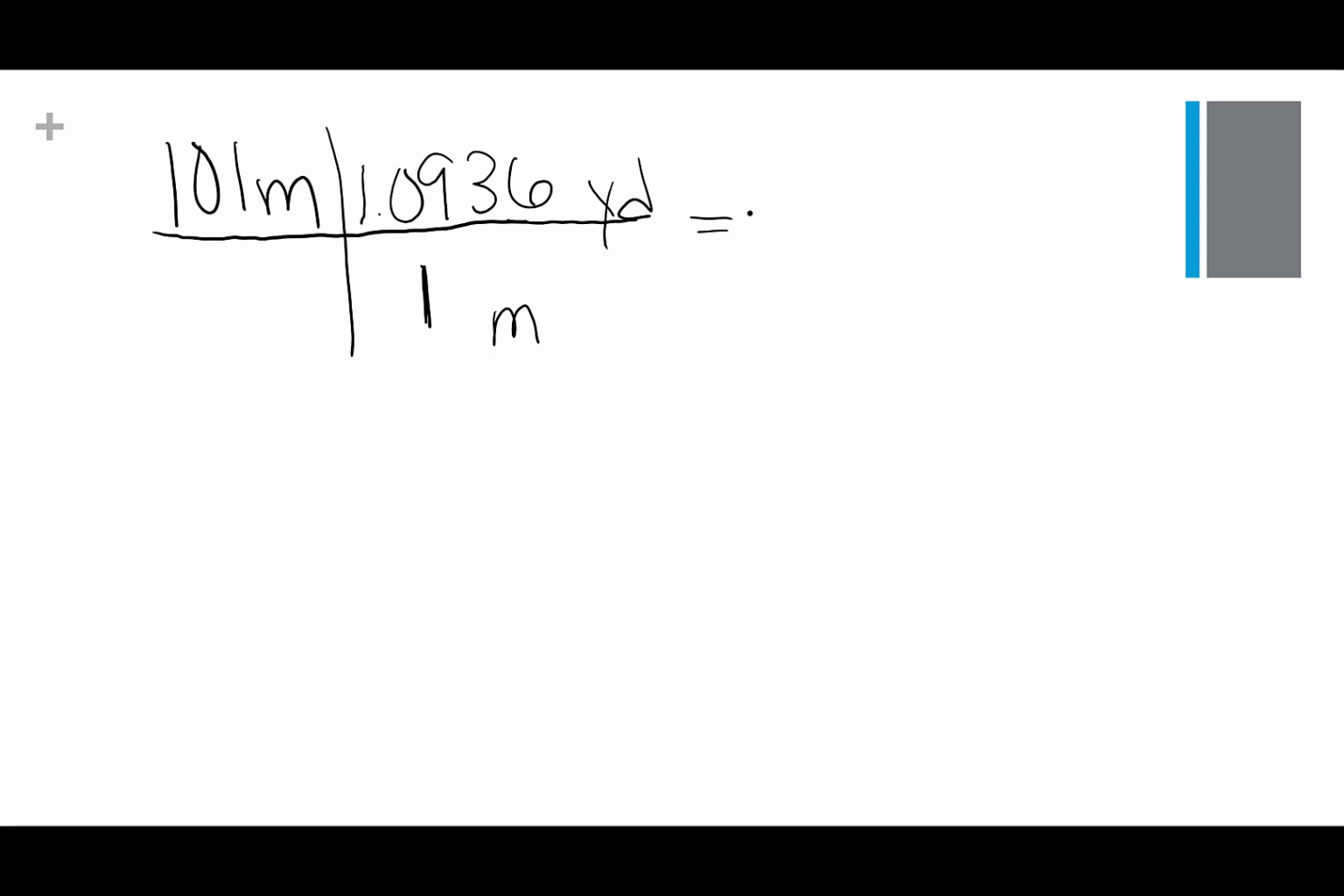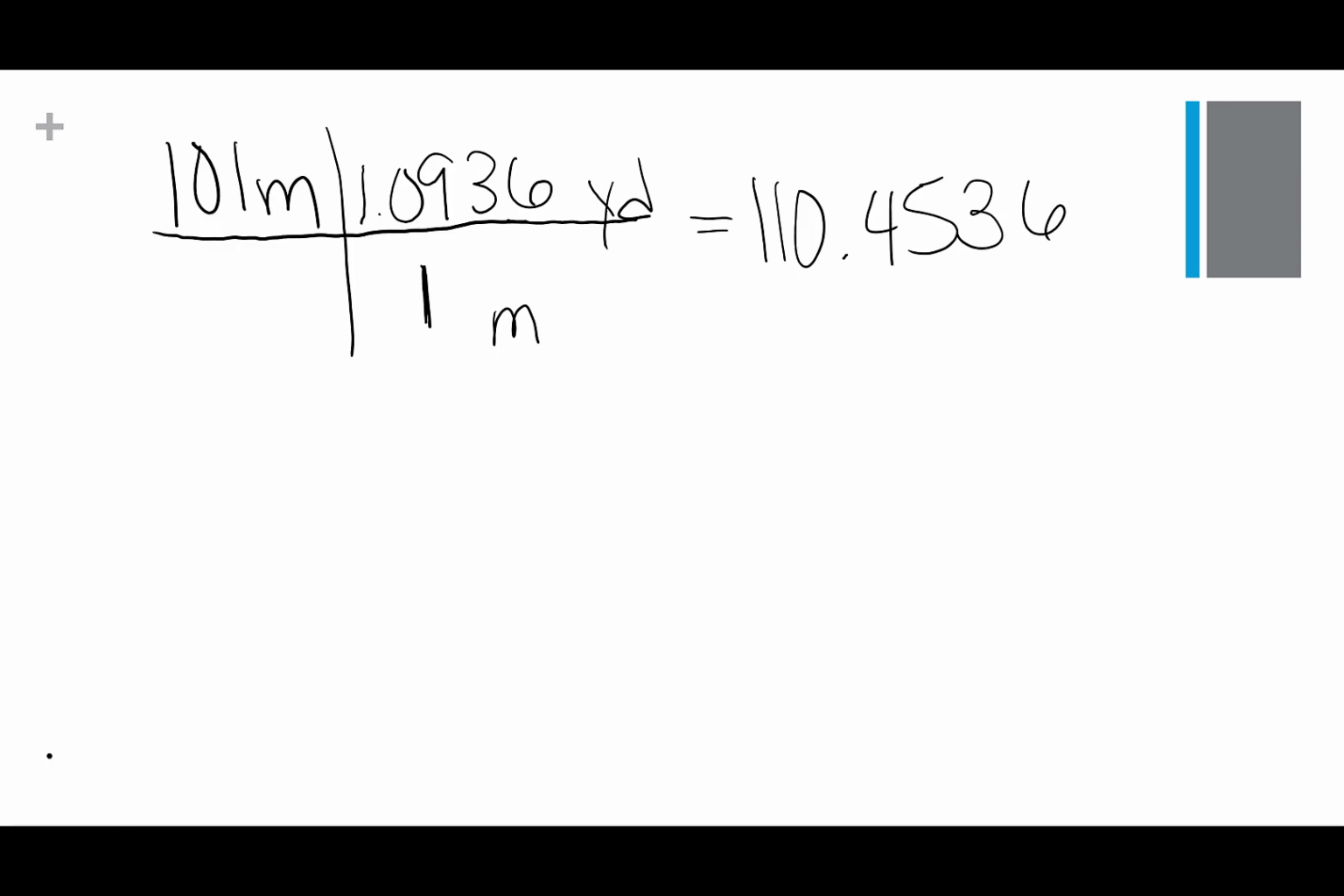So now I have my problem set up. My units were put into the train track. Now I can just plug that into my calculator. So I'm going to type 101 times 1.0936, and then divide by anything on the bottom. So divided by 1. And here's what my calculator spits out. 110.4536.